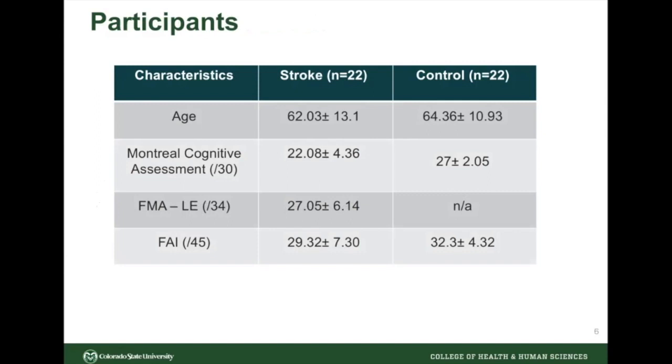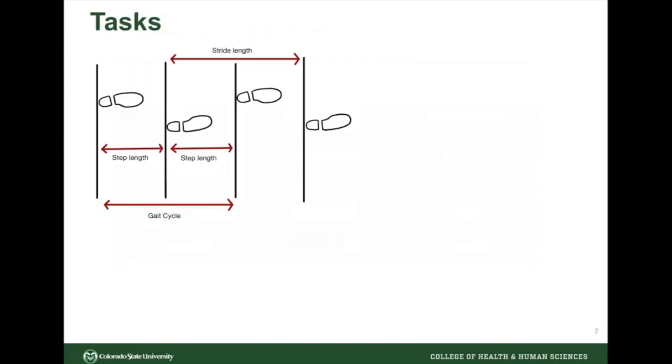In our study, we had 22 people in their chronic phase of stroke who could ambulate independently and 22 healthy age-matched controls. The FMA for lower extremity measures the degree of lower extremity motor impairment. The average score of 27 indicates that the stroke group had mild to moderate impairment of the lower extremity. FAI, or French Activities Index, indicates the level of participation in daily activities of living, and the stroke group showed high levels of participation.